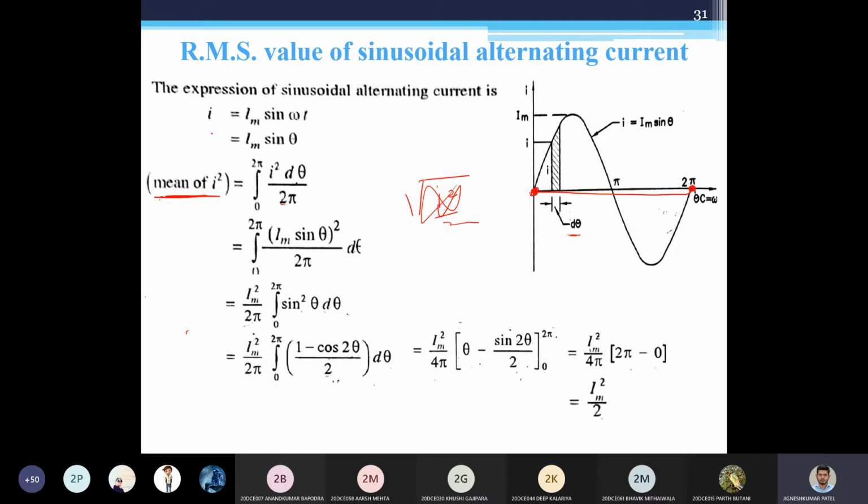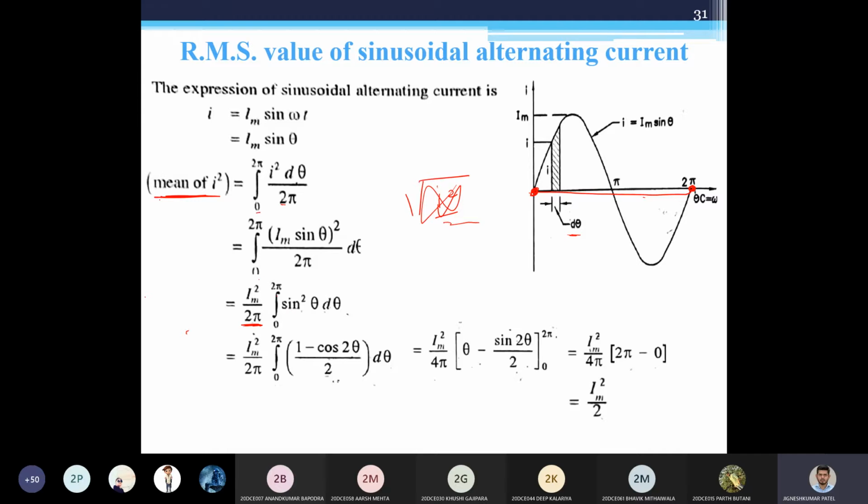So in this equation, I will take I square d theta divided by 2 pi, integrated over 0 to 2 pi. Why? Because we are considering a full cycle. Then if you put this value, it becomes Im sin theta whole square divided by 2 pi into d theta. I can take Im square over 2 pi common, and I have the integral of sin square theta d theta over 0 to 2 pi.